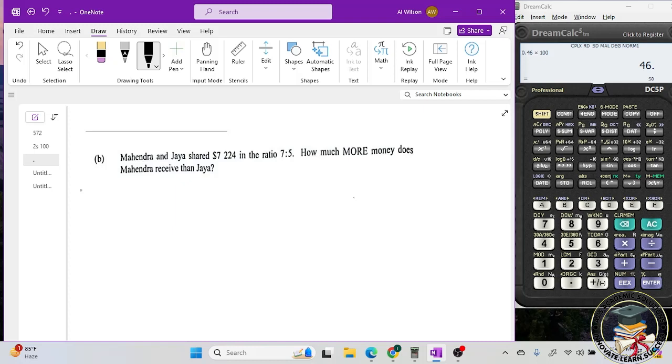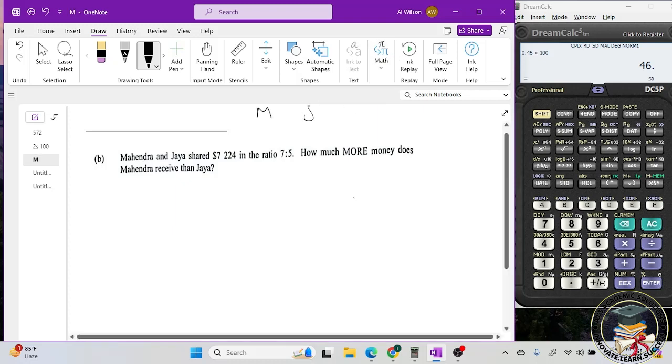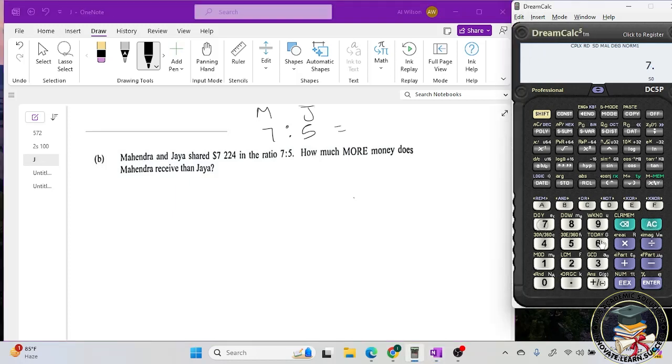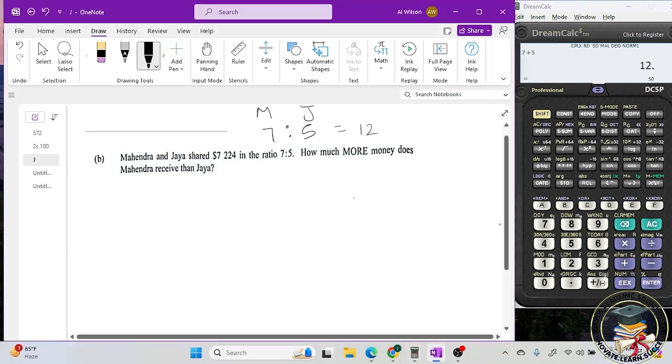Next question here, we have Mahendra and Jaya who shared $7,224 in the ratio of 7 to 5. How much more money does Mahendra receive than Jaya? Let's put this at the top here. We're going to have an M and a J. For M, it's 7, and for J, it is 5. So the total parts we have is 7 plus 5, which is 12. So we have 12 total parts.